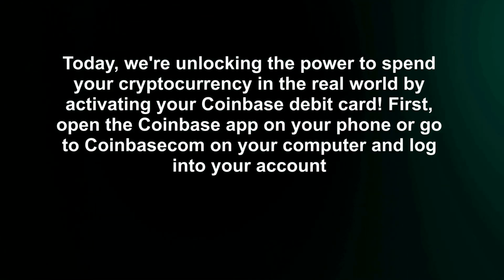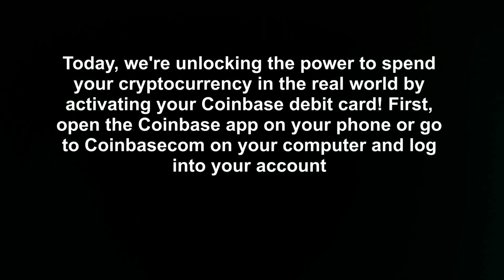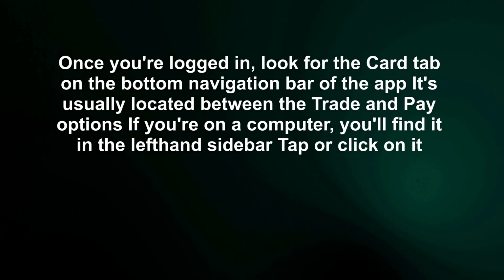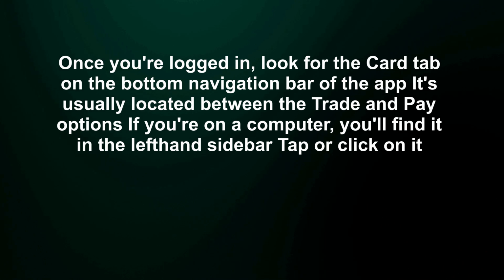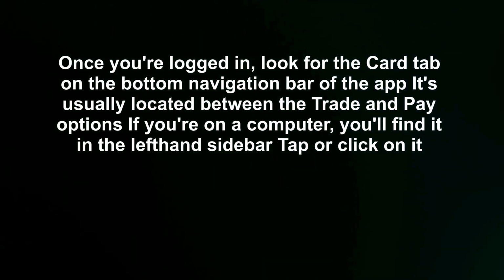First, open the Coinbase app on your phone or go to Coinbase.com on your computer and log into your account. Once you're logged in, look for the card tab on the bottom navigation bar of the app. It's usually located between the trade and pay options. If you're on a computer, you'll find it in the left-hand sidebar.